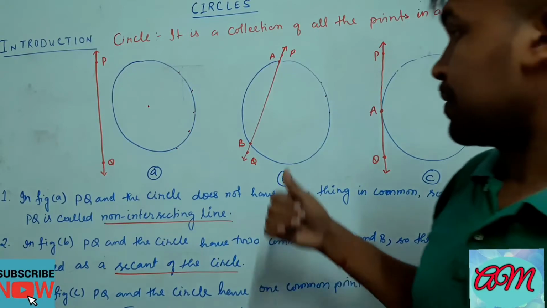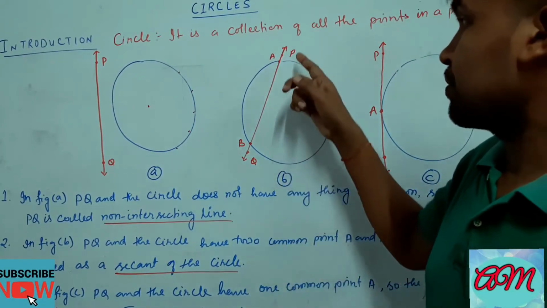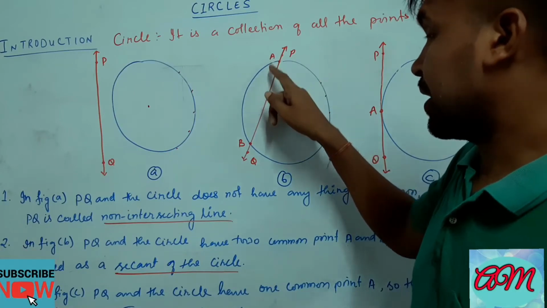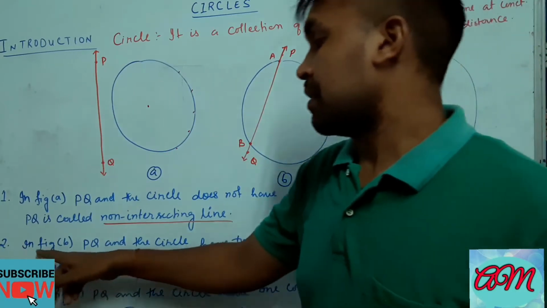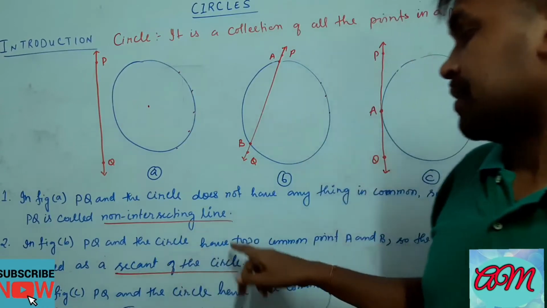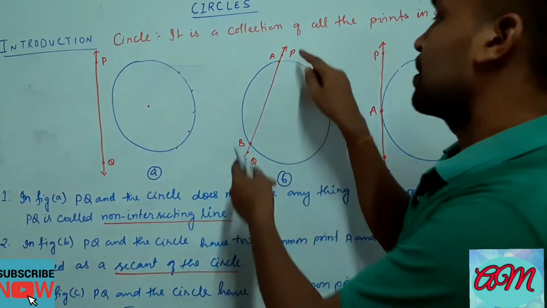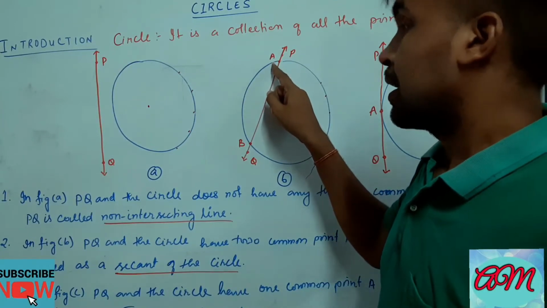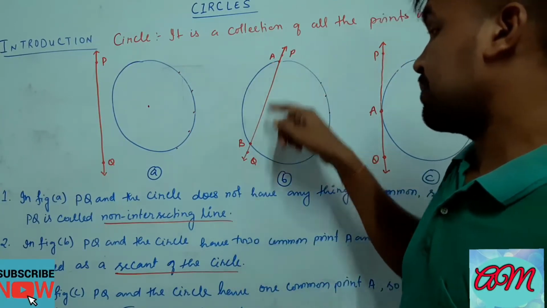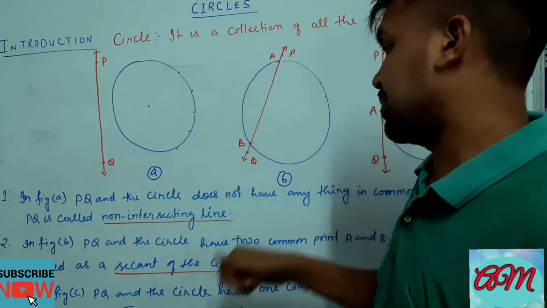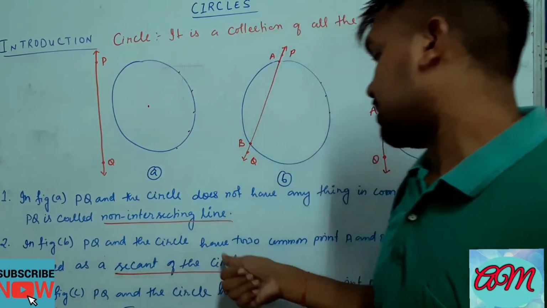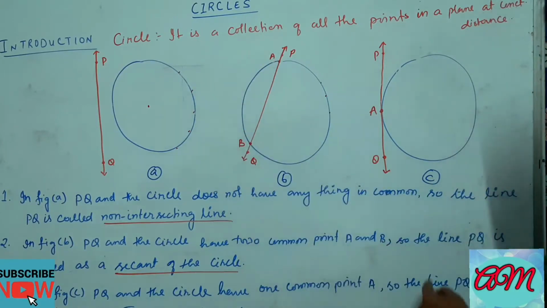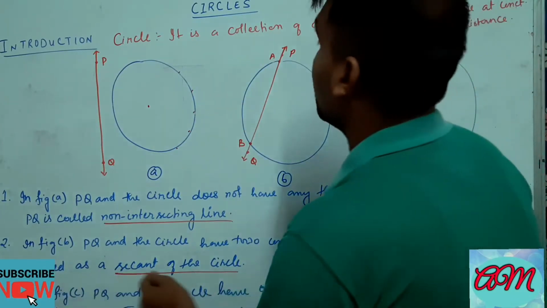Now coming to figure 2. In figure 2, you can see that the line PQ is touching the circle at two points, A and B. So we have written that PQ and the circle have two common points, A and B. The line PQ is called what?